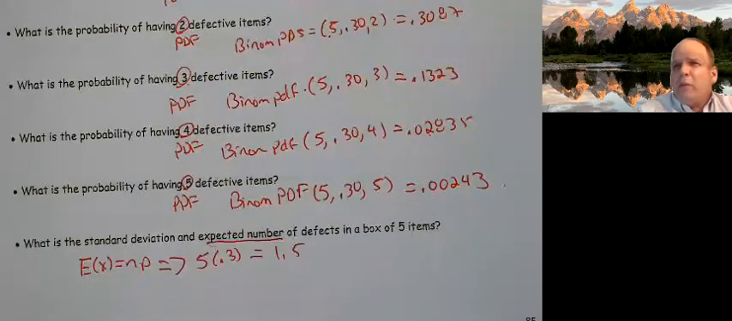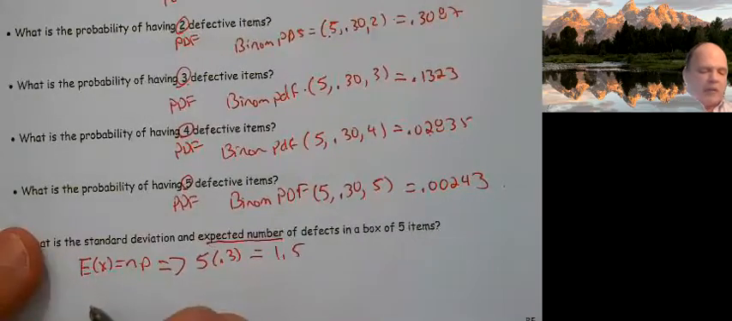In other words, if I sampled boxes over and over and over again, on average, we would expect to find 1.5. I'm never going to have a box with 1.5 defectives. I'll either have 0, 1, 2, 3, 4, or 5. But if I sample a bunch of boxes, the average number of defects will be 1.5 per box.